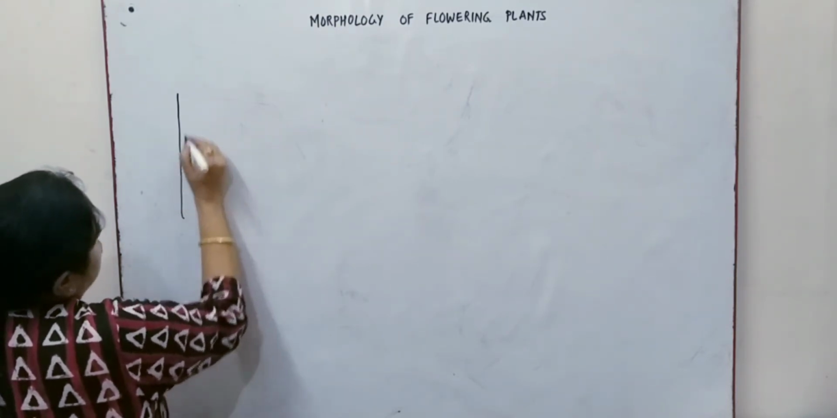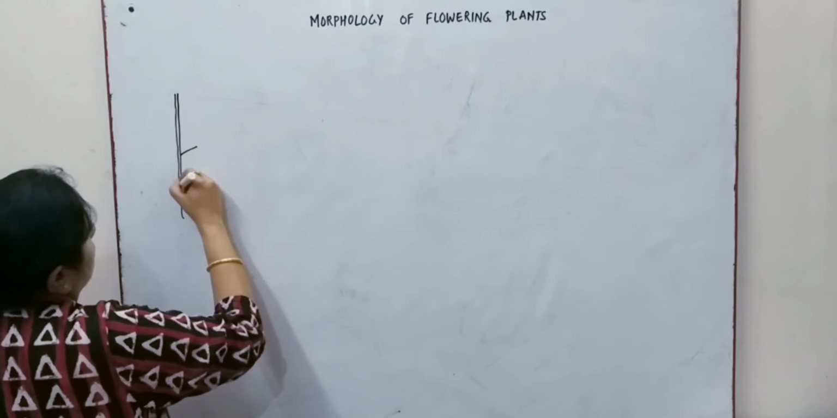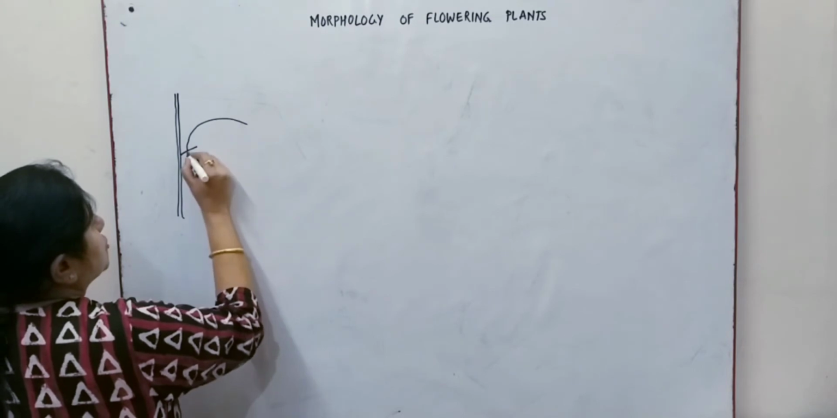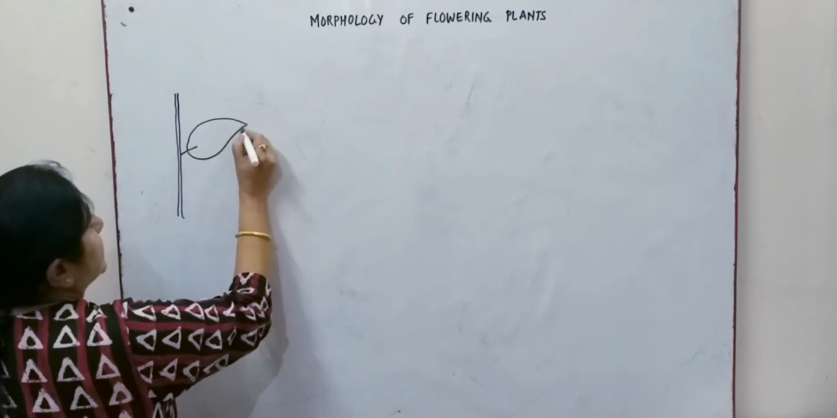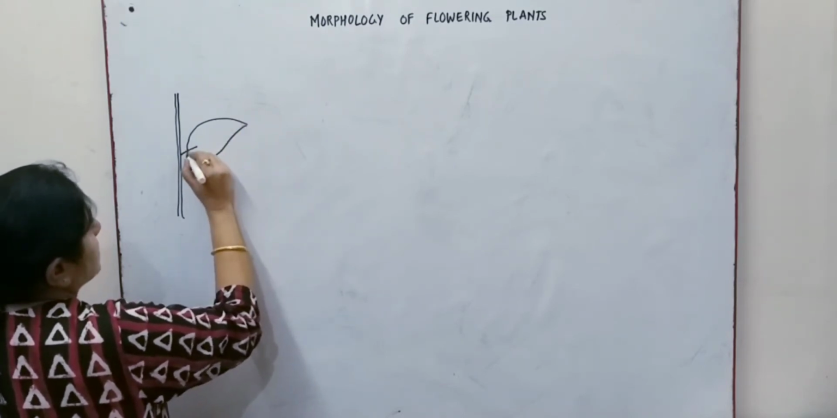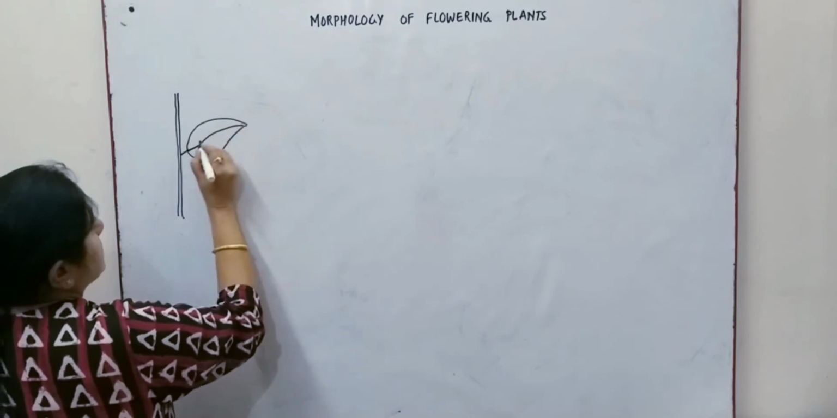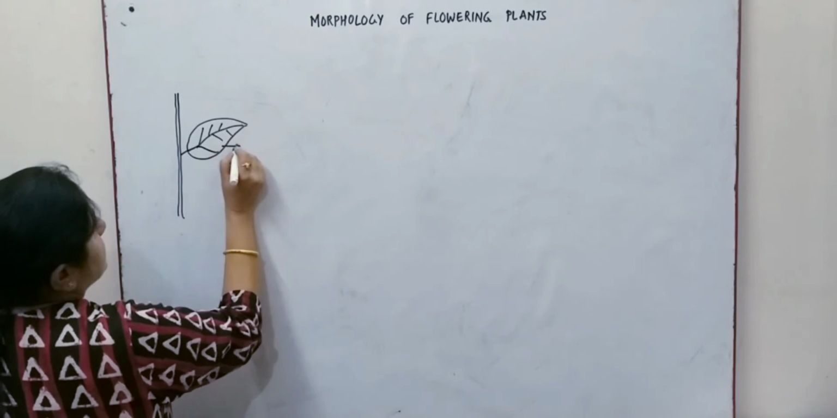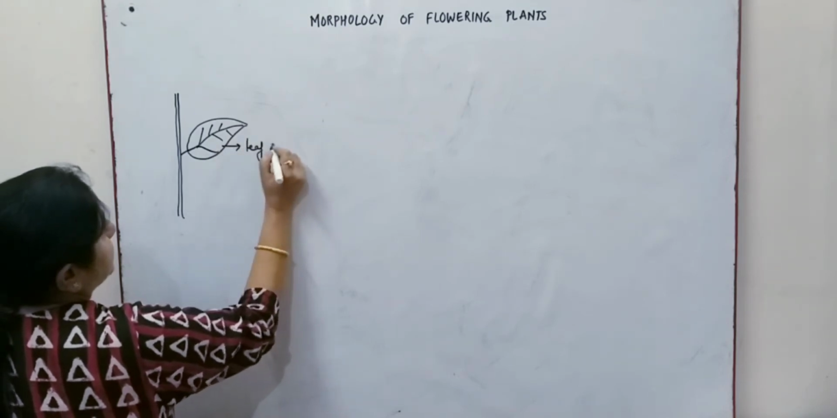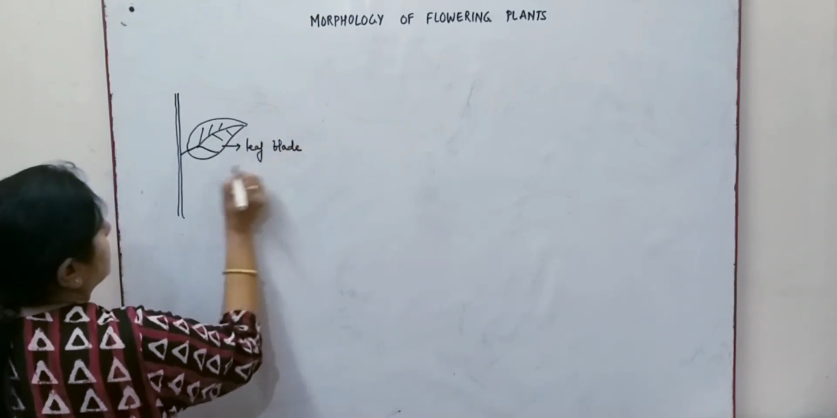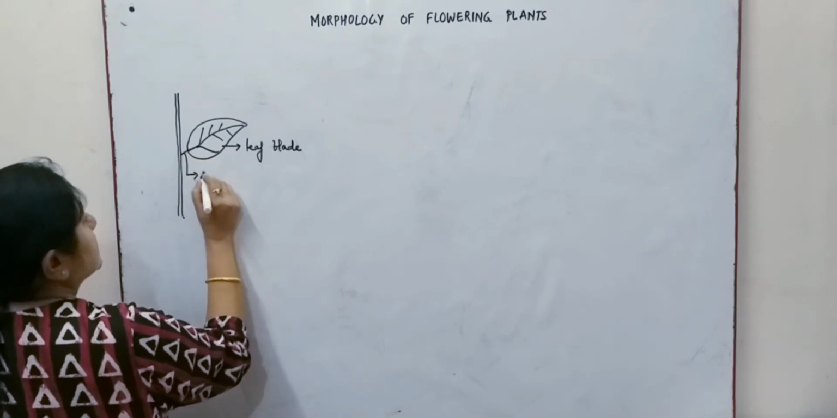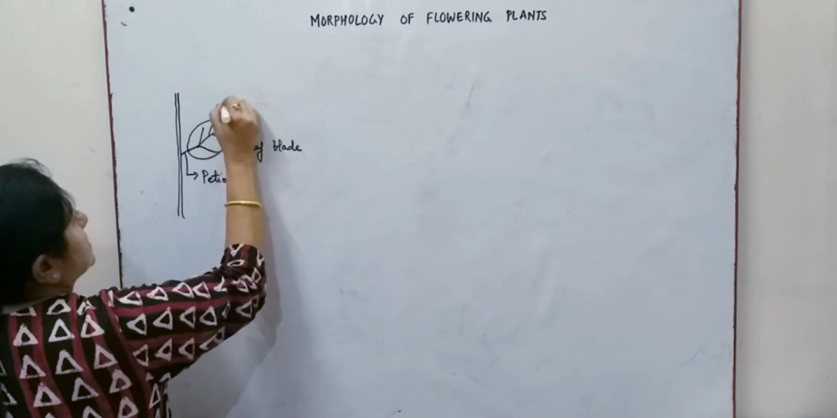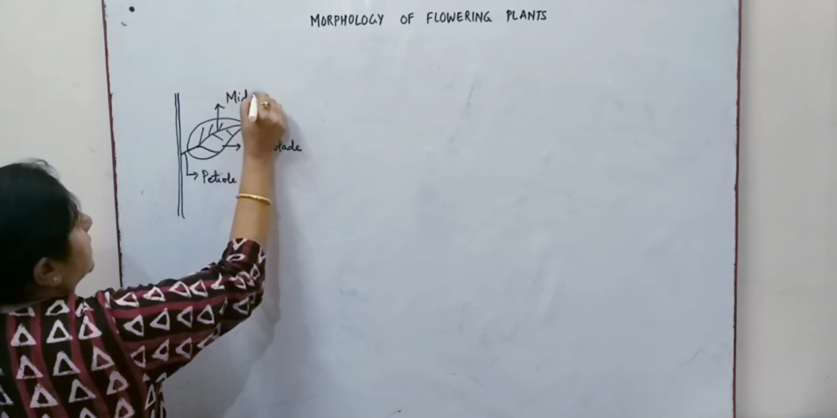A basic structure of a leaf consists of a petiole, and the petiole is the structure which helps in attaching the leaf to the stem. So this is the leaf blade we are talking of. This is the leaf blade or the leaf lamina. This is the petiole and this is the midvein.